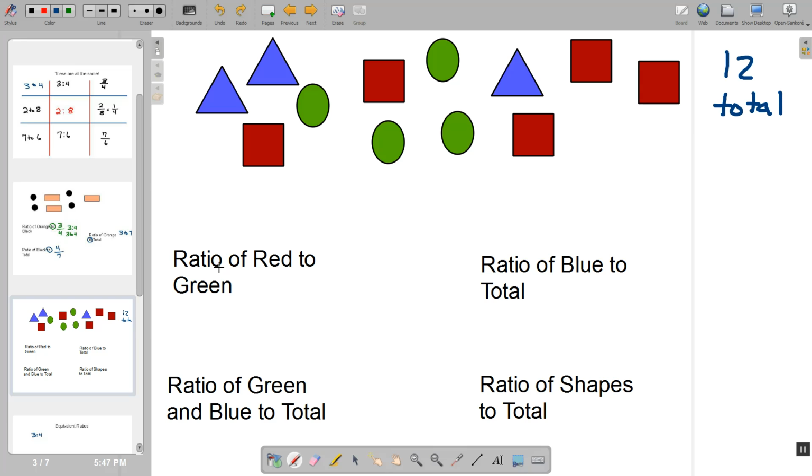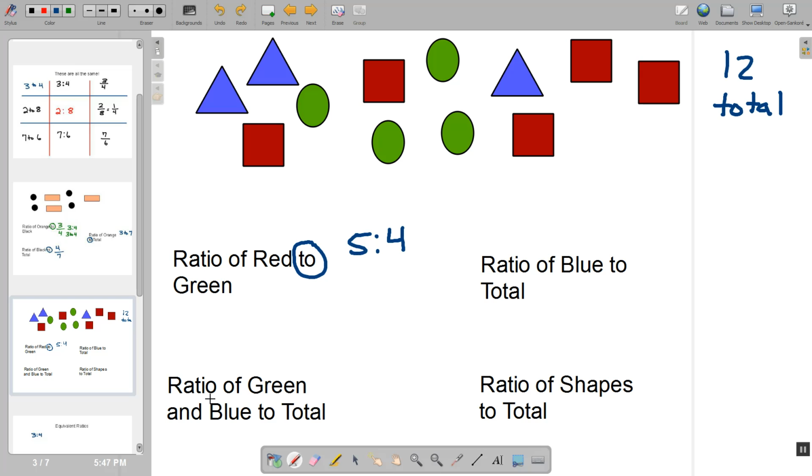So first one says ratio of red to green. Once again, we're going to identify the important keyword here. So let's find how many red shapes there are. 1, 2, 3, 4, 5. And there are 1, 2, 3, 4 green shapes. So 5 to 4 in this example.